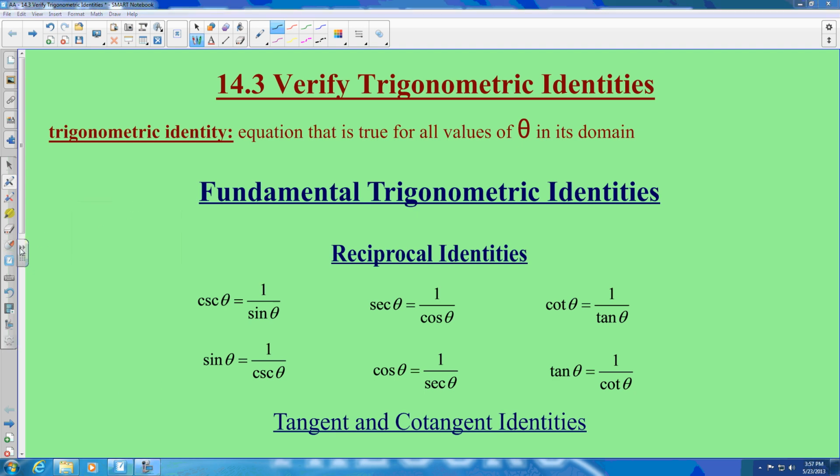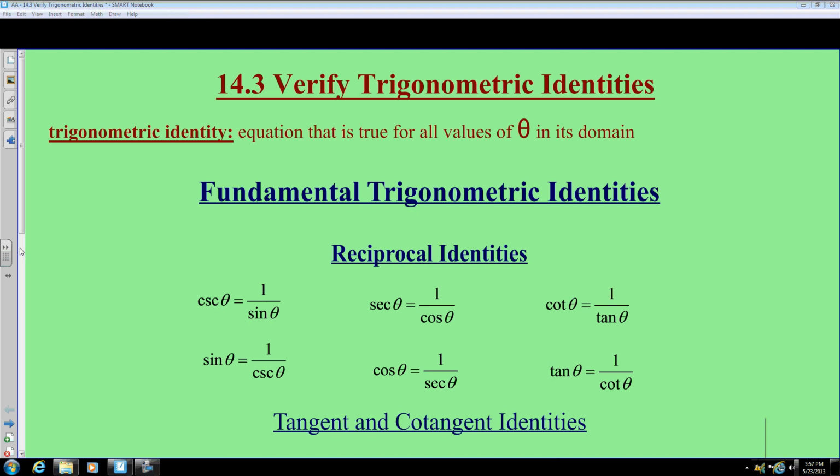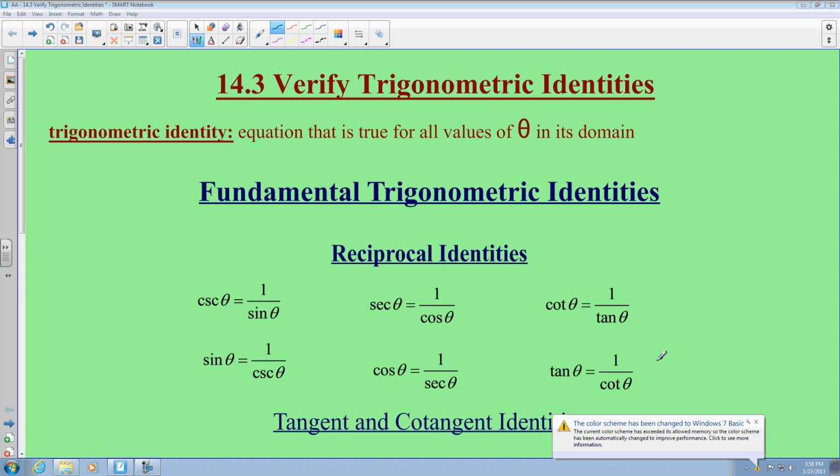Okay, we're in section 14.3 where we get to verify trigonometric identities. A trigonometric identity is an equation that is true for all values of theta in its domain, which means if the variable is theta, it's considered anywhere between 0 and 360 degrees.